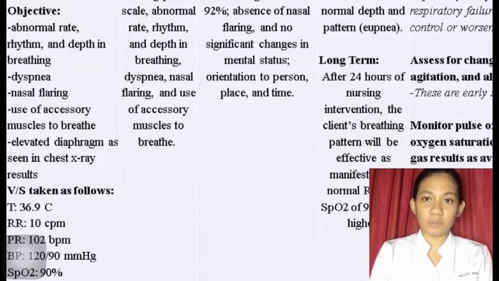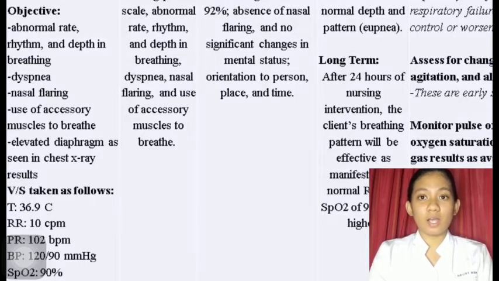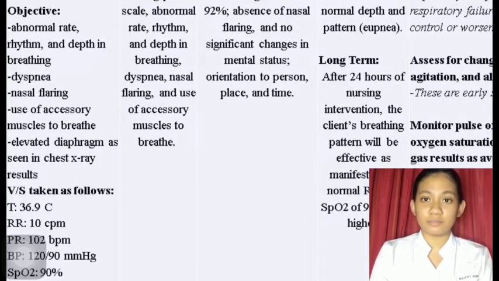For the objective cues: abnormal rate, rhythm, and depth in breathing, dyspnea, nasal flaring, use of accessory muscles to breathe, and elevated diaphragm as seen on chest x-ray result. And vital signs are taken as follows: temperature 36.9 degrees Celsius, respiratory rate 10 cycles per minute, pulse rate 102 beats per minute, BP 129 mmHg, and oxygen saturation of 90%.